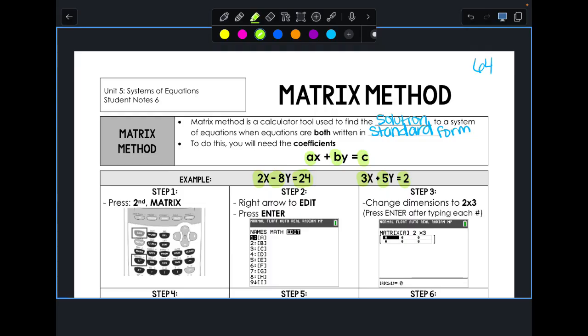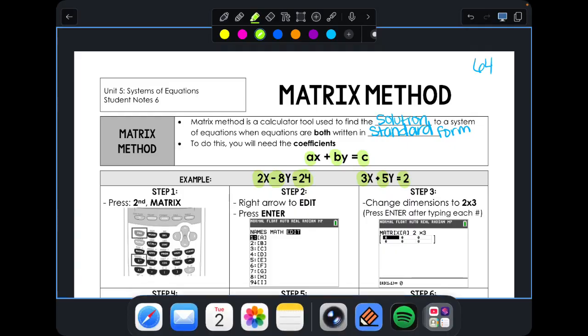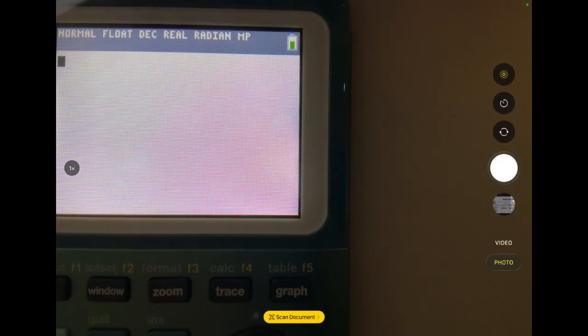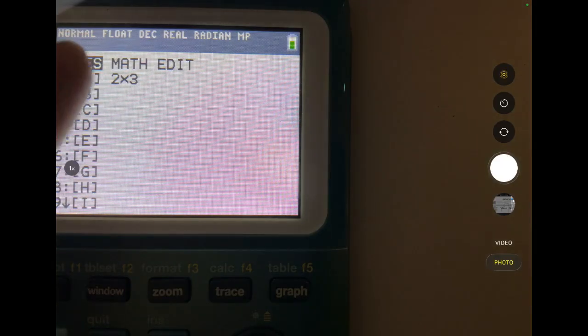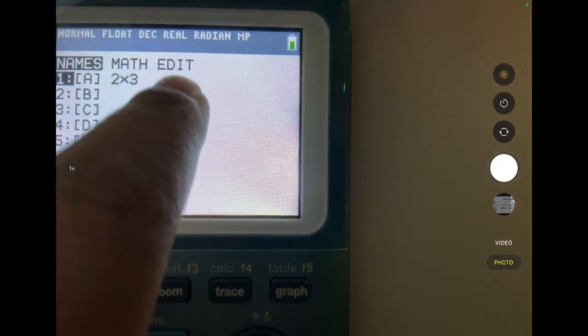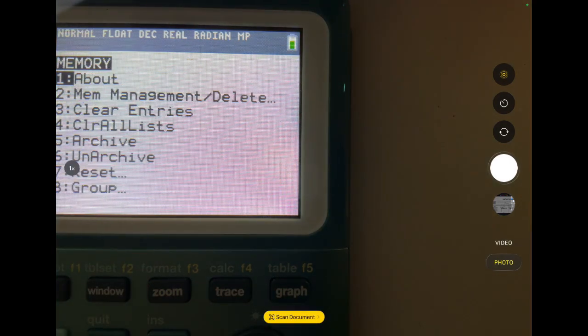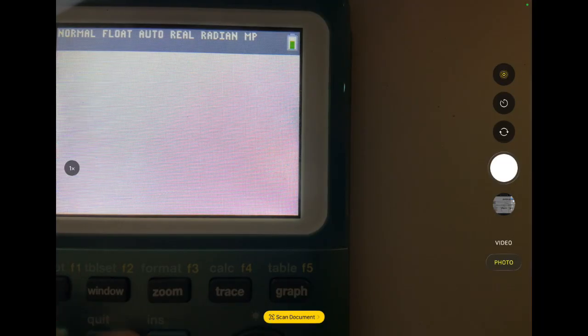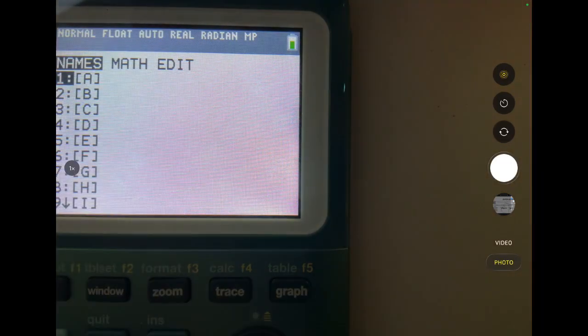You need those coefficients. Now, to actually do the matrix method, it's a few steps, but once you get the hang of it, it goes pretty fast, just like anything else with the calculator. First thing I want you to do is just watch, because you can fall behind really easily. First, you're going to go into matrix. You're going to come across this screen, and you always start at the end where it says edit. Let me reset it, because that's not how it looks when you first open it. So you go into matrix, you go straight to edit.